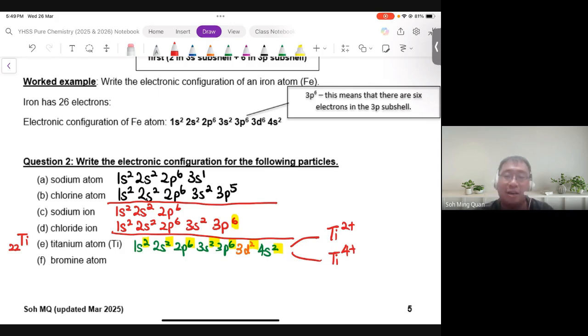Why doesn't titanium form Ti1+ or Ti3+? You should be able to explain it using this. All right, so I'll leave you to think, why is it titanium only has Ti2+ and Ti4+?